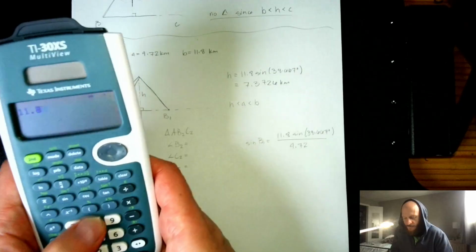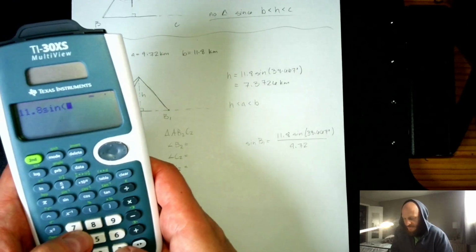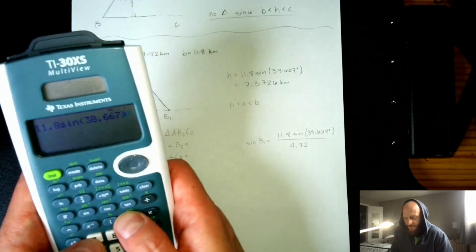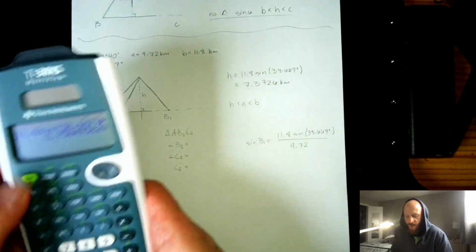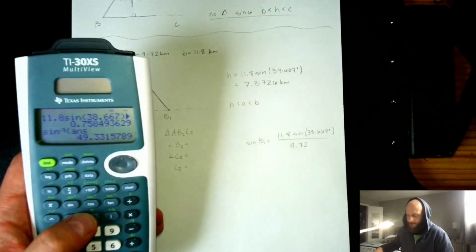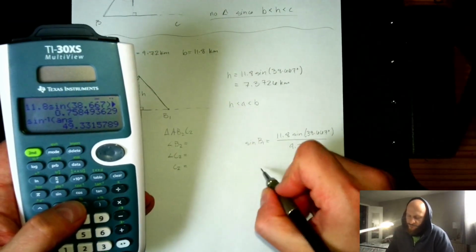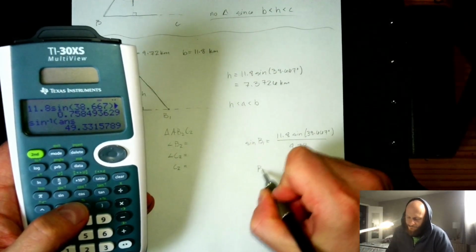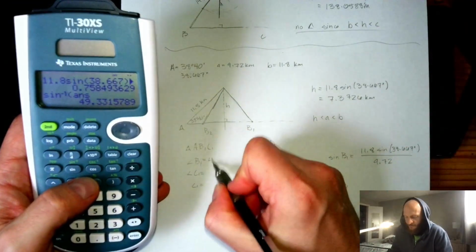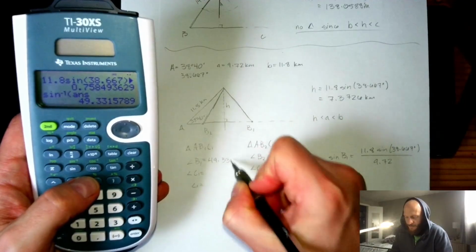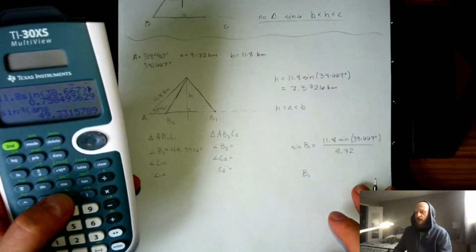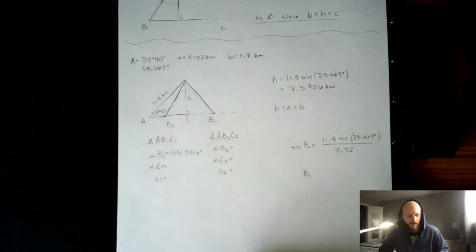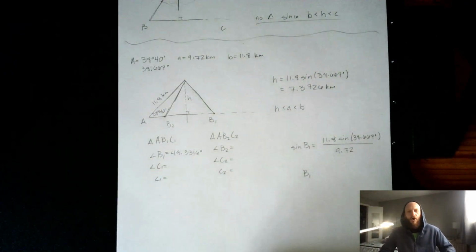Why? Well, because I'm lazy. Sine of 38.667. Look, at least I can be honest about it. Most people who are lazy are not honest about it. The thing about being lazy, though, is that you still got to be precise. Oh, right, I can just write it over here. So angle B1 is 49.3316 degrees.